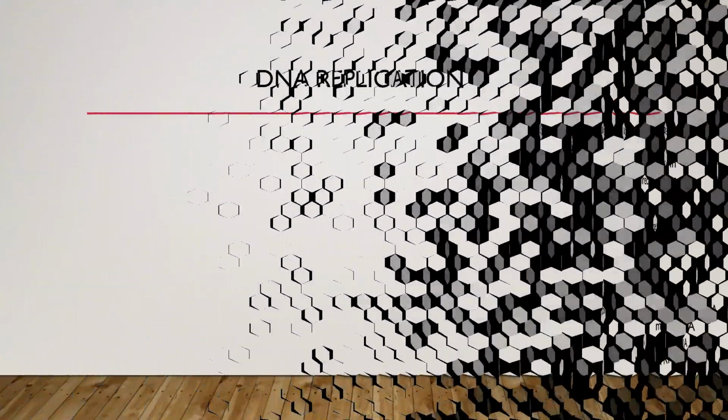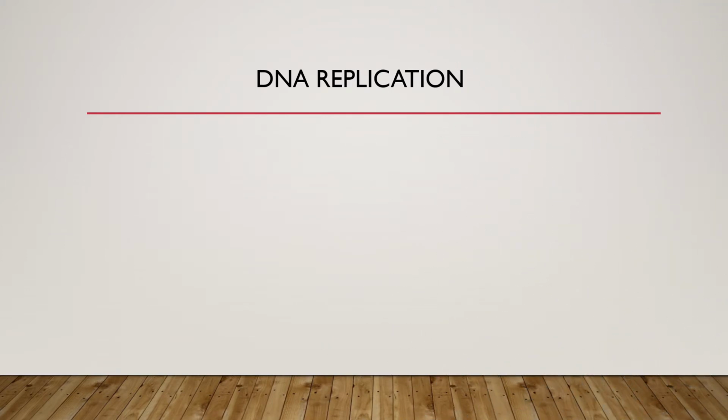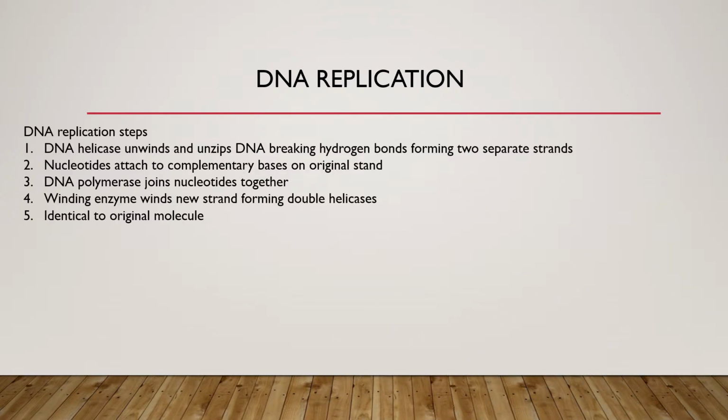DNA replication. These are the main steps for DNA replication. DNA helicase unwinds and unzips the DNA, breaking the hydrogen bonds, forming two separate strands. Nucleotides attach to the complementary bases on the original strand. DNA polymerase joins the DNA nucleotides together, and then a winding enzyme winds the new strand, forming the double helix. This is identical to the original molecule.